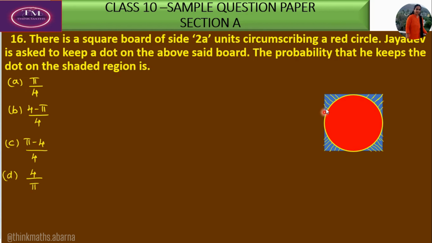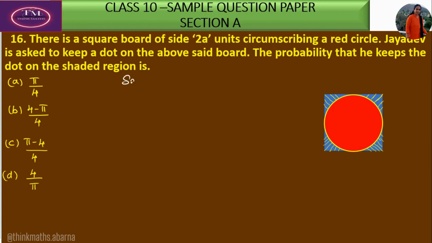We have to find out the probability of the shaded region. Now how to find the probability? Probability is the probability that he keeps the dot on the shaded region divided by total area. So what is the total area? Total area is nothing but the area of the square because the circle is inside the square. So total area is equal to the area of the square.